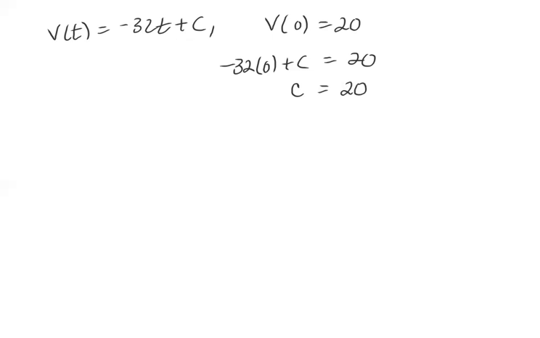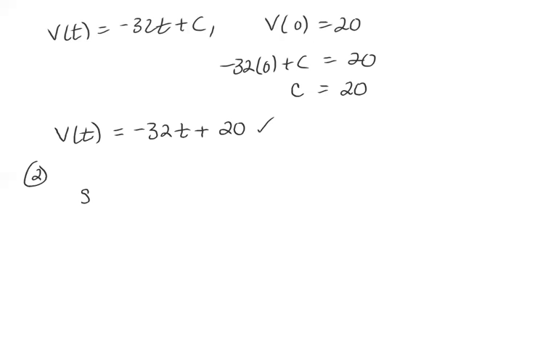So now I have a value for c, so I can write exactly my velocity function. V of t is equal to negative 32t plus 20. All right, so that completes step 1. We have a velocity function. Let's do step 2. Let's find the position function.